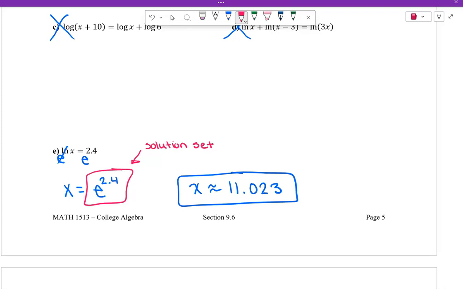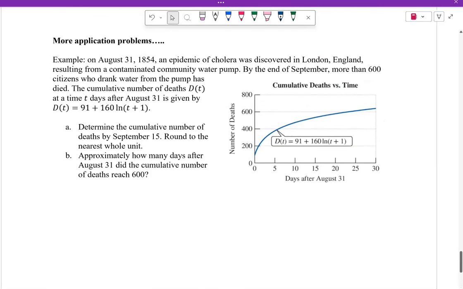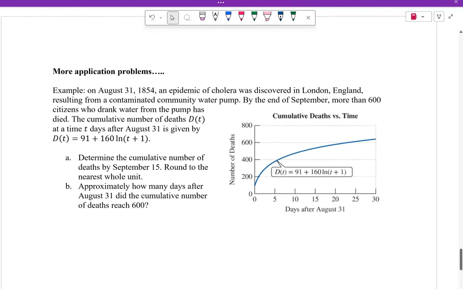Okay, so that kind of knocks that out. Let's see what the next page is. Is this the last page? Yeah. So we have one word problem for this one, and it says, on August 31st of 1854, an epidemic of cholera was discovered in London, England, resulting from a contaminated community water pump. By the end of September, more than 600 citizens who drank the water from the pump had died.